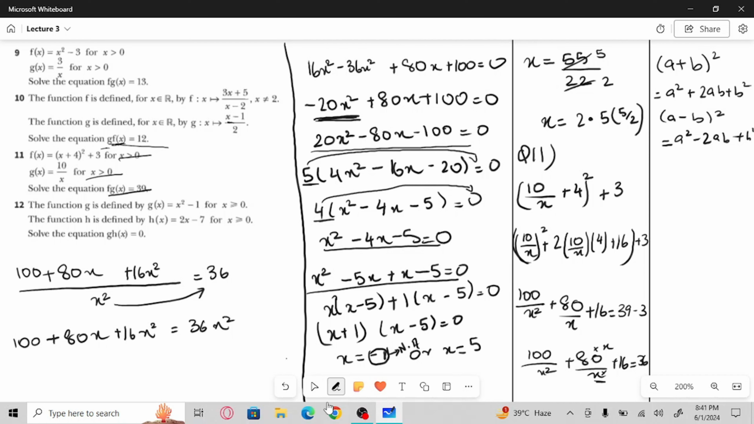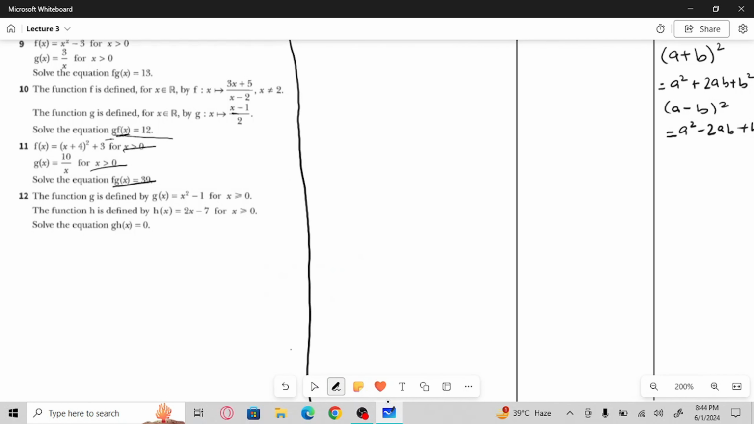So on to question number 12. Yeah, let me erase this again. Okay, so now we are going to do question number 12, which tells us g(x) equals x squared minus 1 and h(x) equals 2x minus 7. And now we have to input the value of h(x) into the function g. So again, instead of x squared, we are going to write 2x minus 7 whole squared.